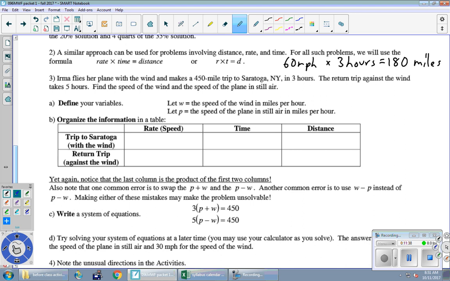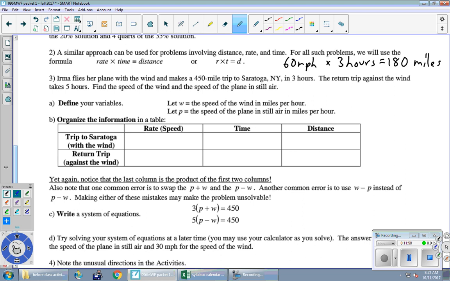So the question says clearly what our variables should be: the speed of the wind and the speed of the plane in still air. Always got to have units. In this case, our speeds are miles per hour, but the speeds could be different units than that, right? Could be meters per second or feet per hour, lots of different things. Just look at the givens in the problem.